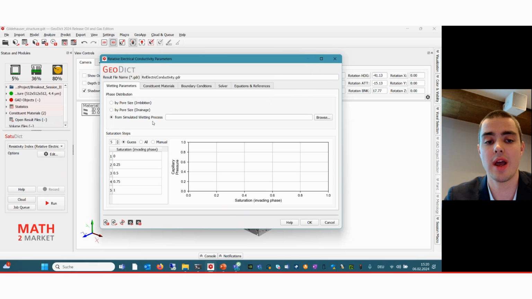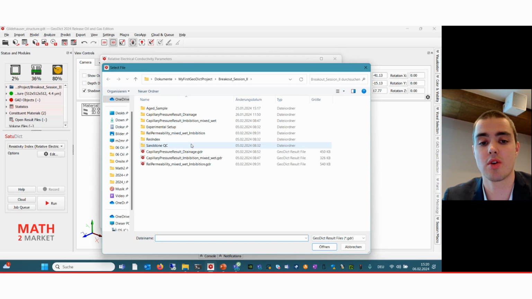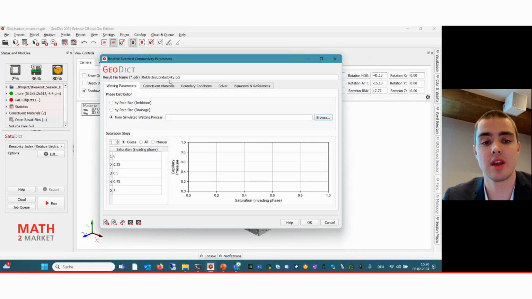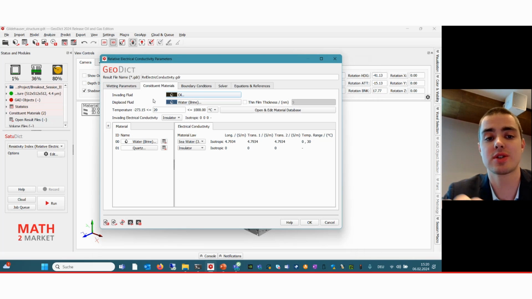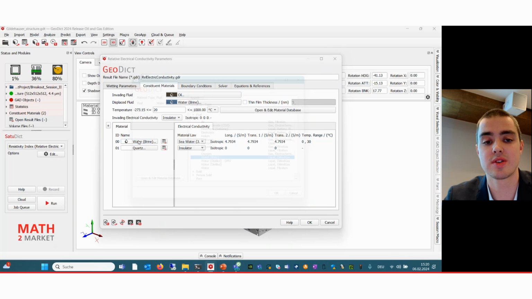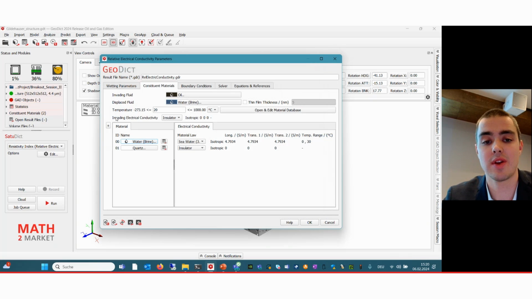From there, we could go ahead and select the results, for instance what we computed from the drainage, and then set the next set of parameters, such as the conductivity of either of the phases, for instance water, quartz, or oil. So in most of the scenarios, oil and quartz conductivities are considered as zero. So in that sense, we wouldn't have much alteration here.